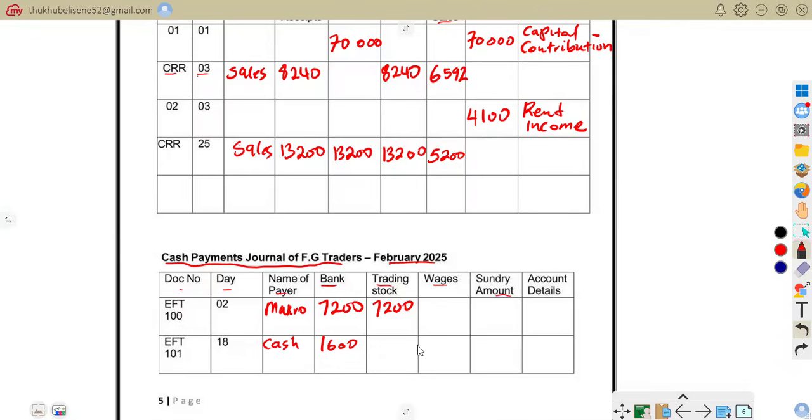was for wages, 1,600. It was for wages. So we pay what? The wages.